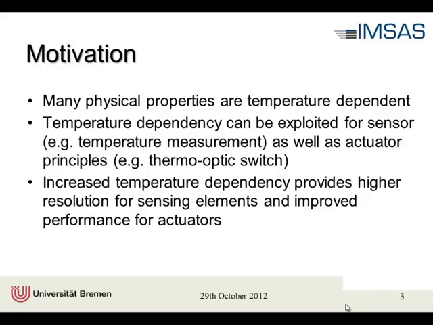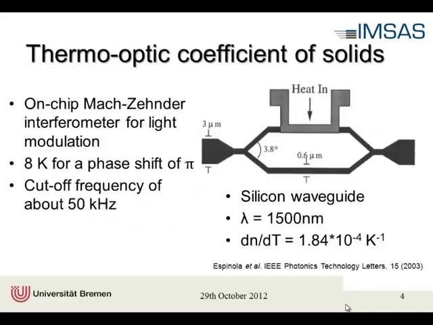For both such sensor elements and also for actuators, a high temperature dependency is desirable. So, for example, if you think about the temperature sensor, if for a given temperature change the impact on this physical property is higher, we can resolve smaller temperature changes. And also for actuators, an increased temperature dependency results in improved performance of the actuators. And this is actually where we focus our research on, to obtain a higher temperature dependency.